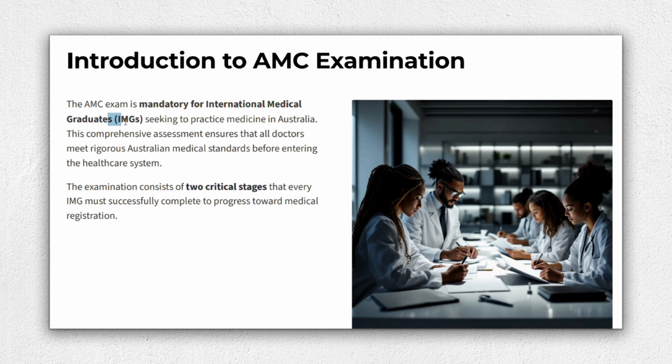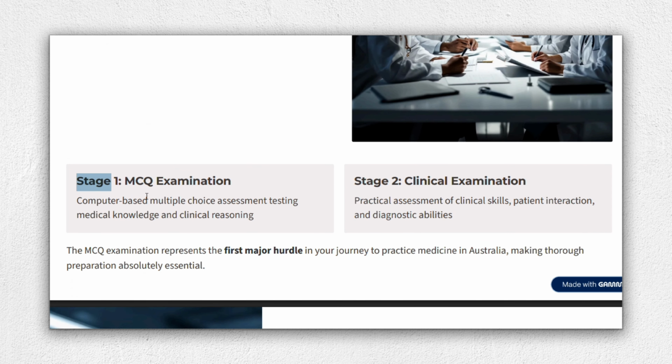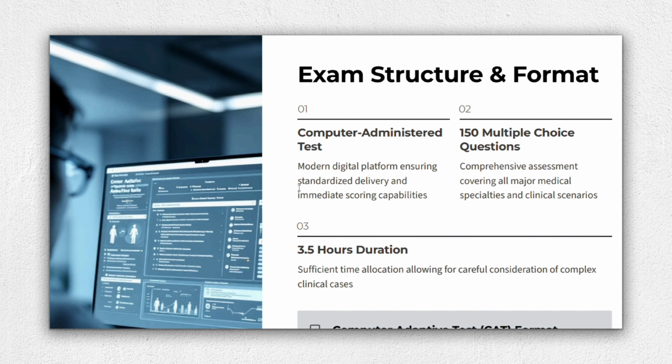The Australian Medical Council examination is a crucial step for international medical graduates, often called IMGs. Why? Because not every medical degree from around the world is directly recognized by the Australian Medical Board. The AMC process ensures that doctors entering Australia meet the local medical standards. It happens in two stages. Stage 1, the MCQ examination, a theory-based test, and Stage 2, the clinical examination, where your practical and communication skills are assessed. And here's the key, the MCQ exam is your first major hurdle. Without it, you cannot progress further.